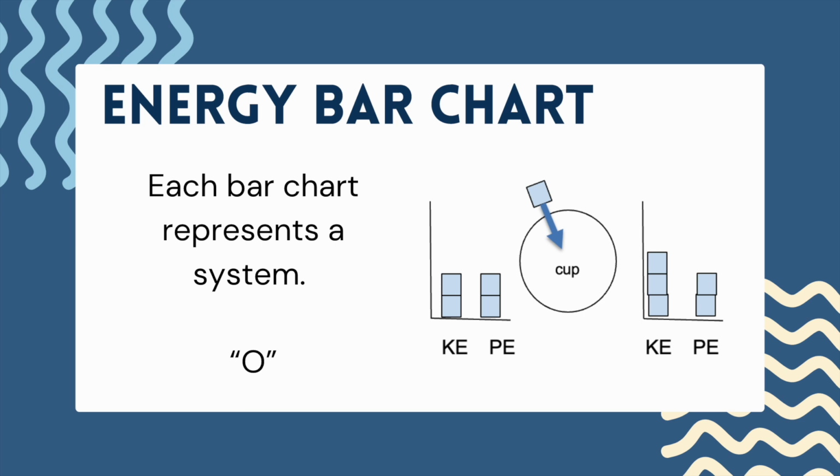So what is an energy bar chart? An energy bar chart shows a system, and it's going to be showing how energy is transformed within a system, how energy enters the system, leaves the system, and what kind of energy we're looking at. Sometimes we call these bar charts LOL charts. You might hear me call them LOL charts because they kind of look like an LOL. And the system has to be written within the O.